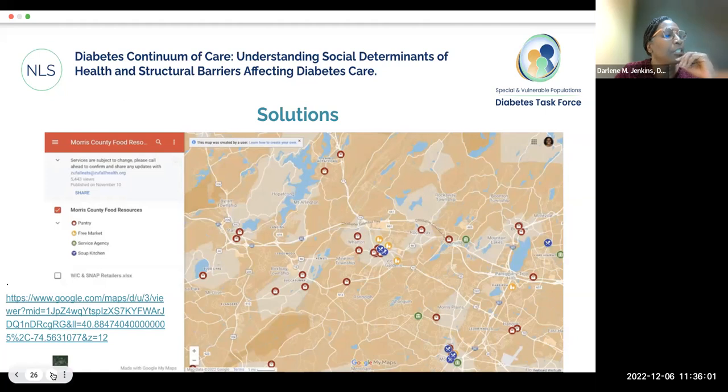They decided to do the food map, and they have on here a pantry where you can find pantries, where you can find free markets, where you can find a soup kitchen. They have WIC and SNAP retailers. We also helped health centers develop maps where they have transportation routes that can show clients where and how to get to the different food resources in their communities. So food mapping is a solution that you can use to address food insecurity in your community, as well as for your patients and clients that you serve. And then this is just a link to the food map that was shared with us from Zufall Health Center.